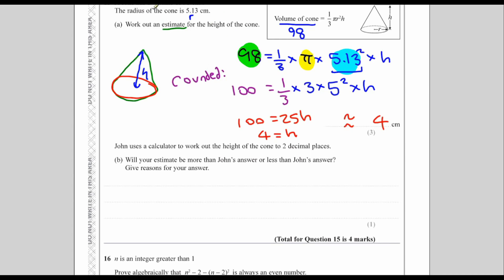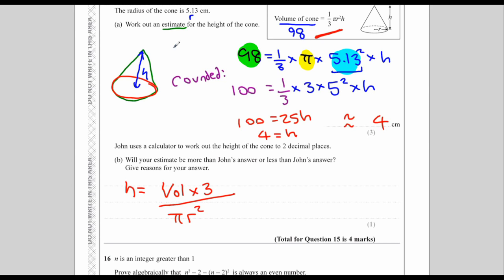If we want an equation for h, then it's h equals the volume of the cone, so volume times by 3, divided by pi r squared. I've just rearranged this formula up here.